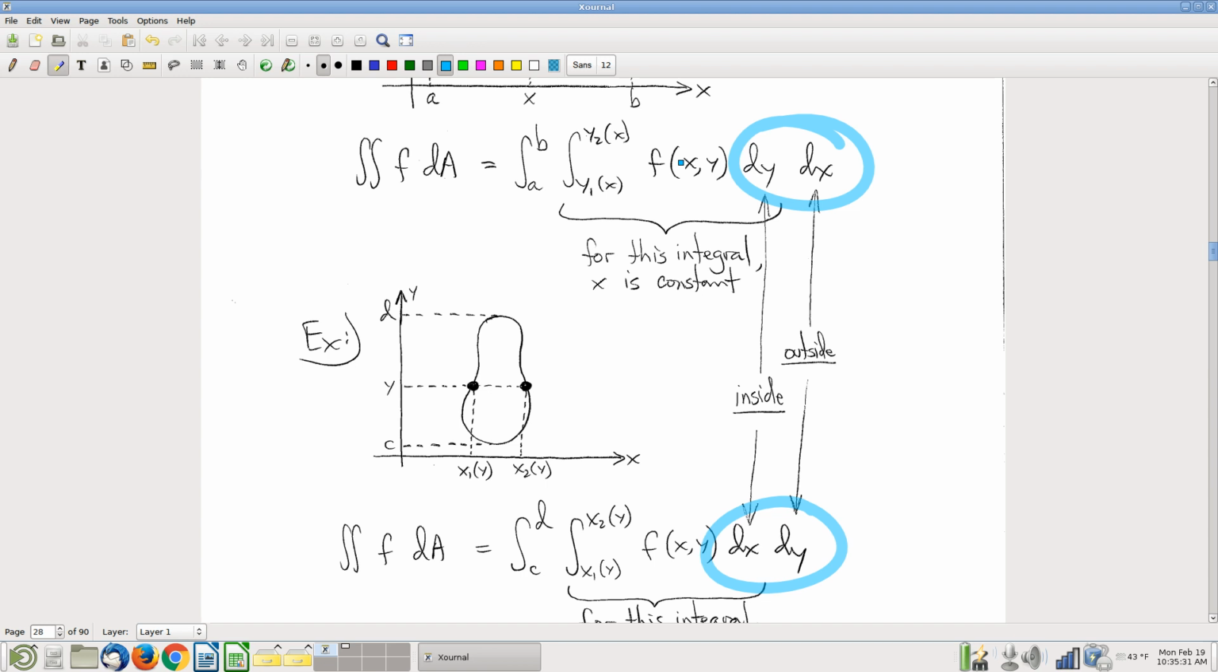That arrangement, that choice of which order to go in, corresponds to which way you are slicing. Are you doing your y slicing first, followed by your x slicing, or are you doing it in the other order?